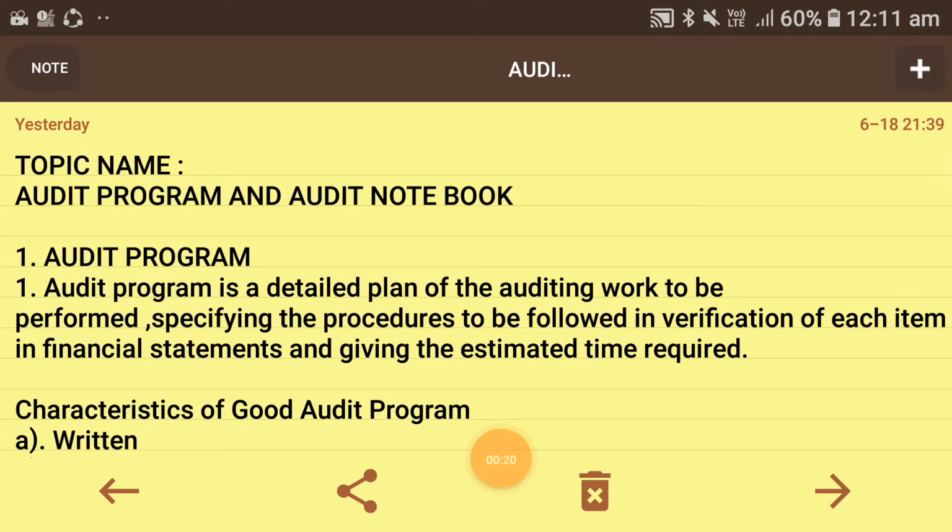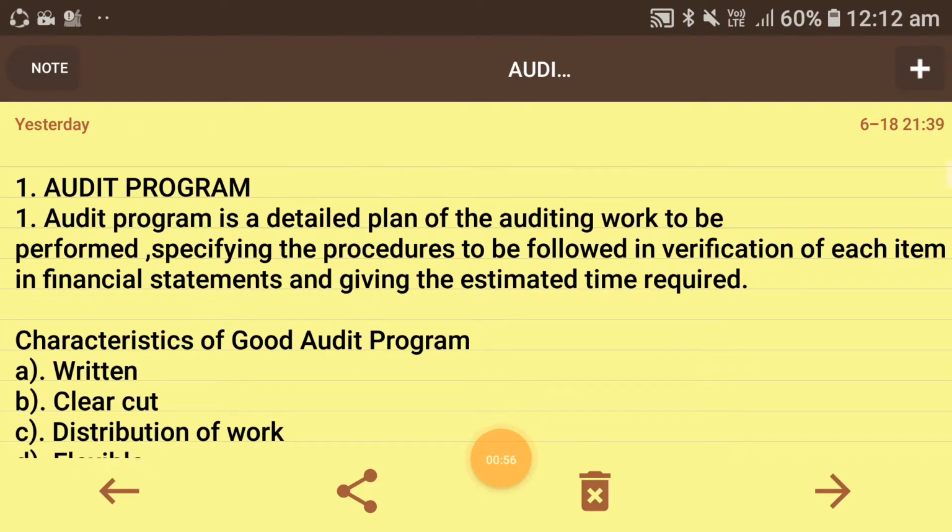First of all, its definition: an audit program is a detailed plan of the auditing work to be performed, specifying the procedure to be followed in the verification of each and every kind of item in the financial statement and giving the estimated time required. It means the audit program is a kind of schedule in which all the plans and all the procedures of performing the audit task are written, according to which all the auditing of the company is going to be done.